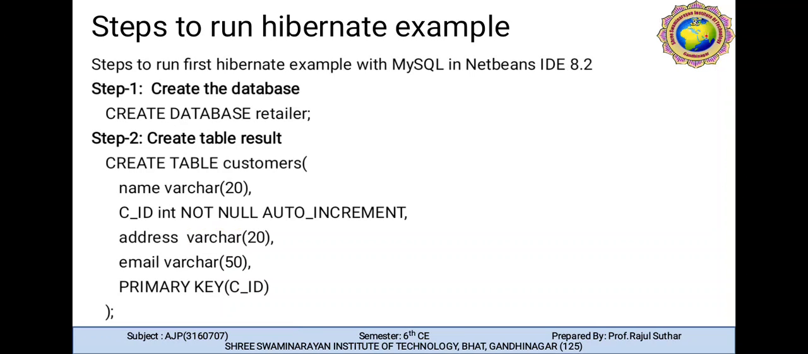The C_ID is auto increment, meaning the first value is 1, and automatically the second value will be 2, then 3 and 4, and so on. Address is a varchar, stored as the varchar data type. Email is also varchar, and C_ID is the primary key.